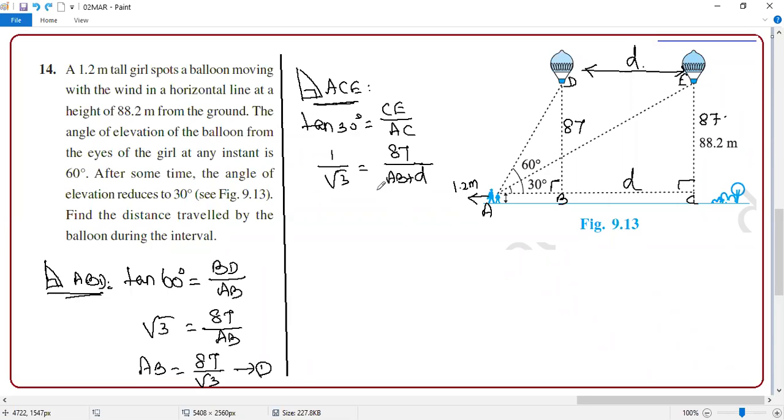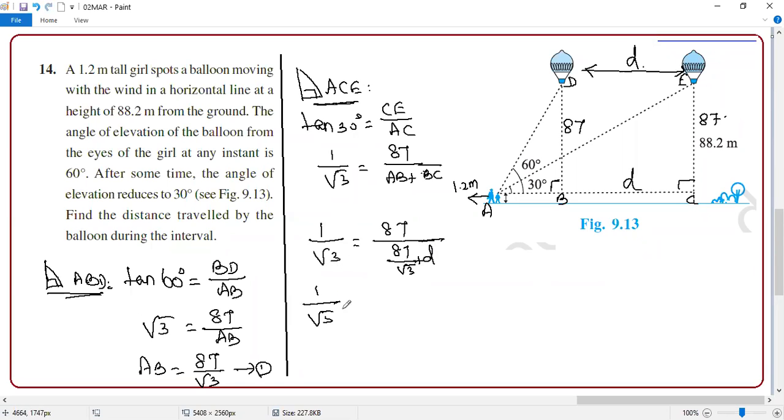Instead of AB, you can put what? That 87 by root 3. You can put it directly, students. Okay, one step I'll write, then the next level I simplify. So 1 upon root 3 equal to 87 upon AC, that is 87 by root 3 plus D. So now simplify, students. You can simplify and cross multiply also.